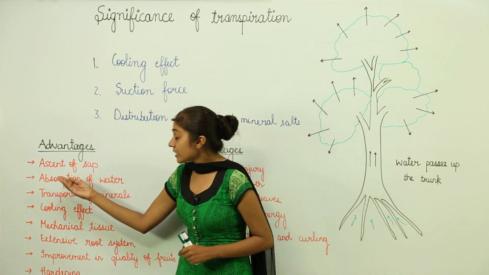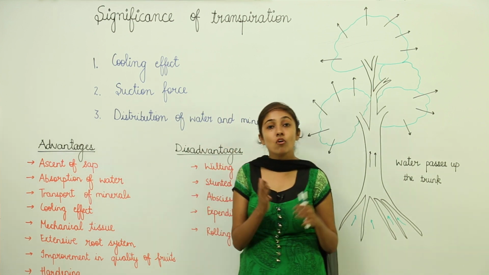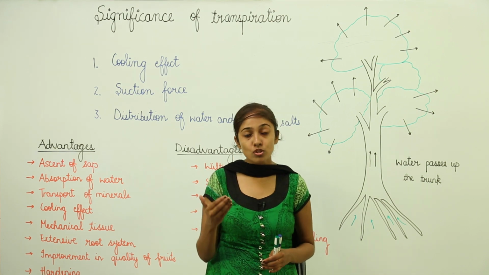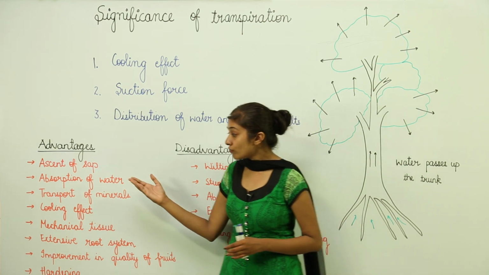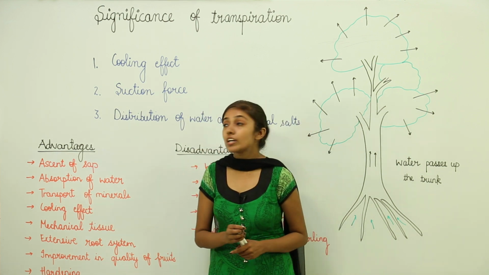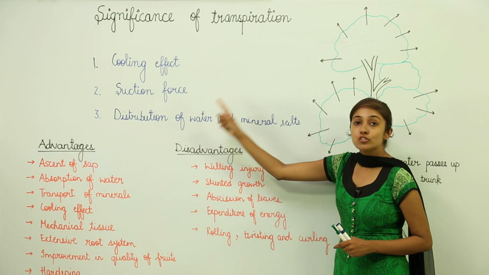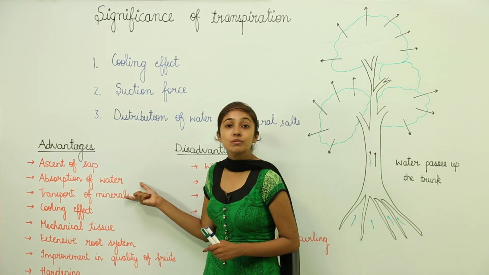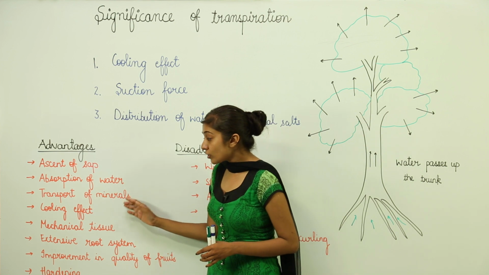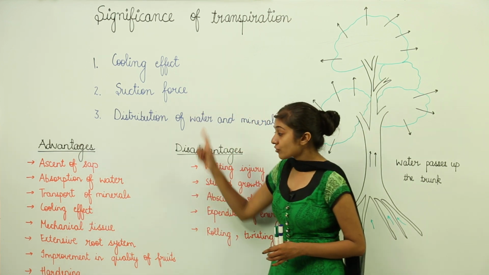Then in the absorption of water also, as the water is lost by the process of transpiration, water is going to be absorbed by the roots. So, this process helps in the absorption of water. Then transport of minerals, because xylem is responsible for the transportation of water and mineral salts. So, mineral salts will also be transported because of the process of transpiration. Then transpiration also produces a cooling effect that we discussed already.